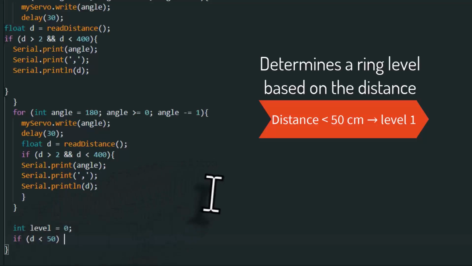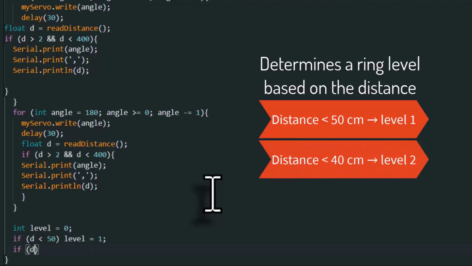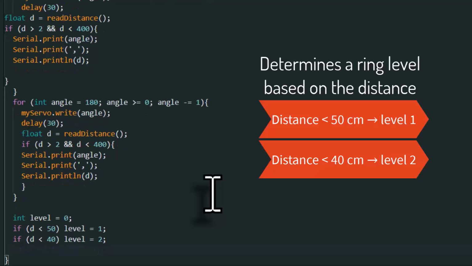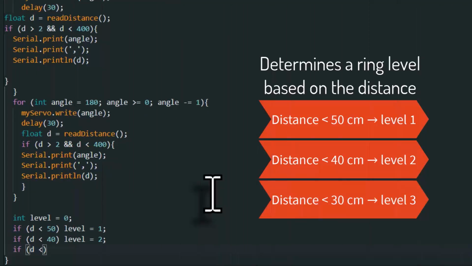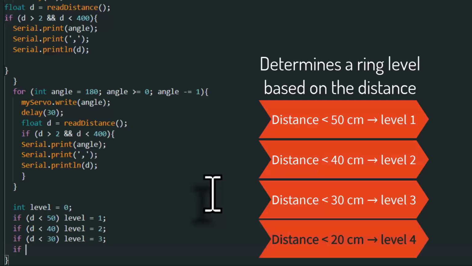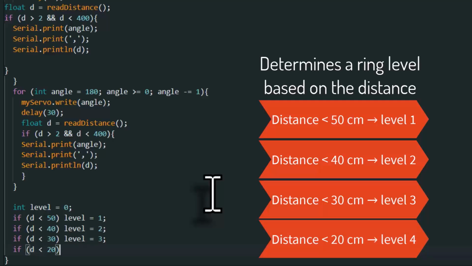So if d is smaller than 50, we want to call level 1, so I'm going to say level equals 1, semicolon. And I'm going to do exactly the same thing for the other 3 levels. If d is smaller than 40, then level will be 2, semicolon. If d is smaller than 30, we call the third level, level 3. And if d is smaller than 20, level will be 4.